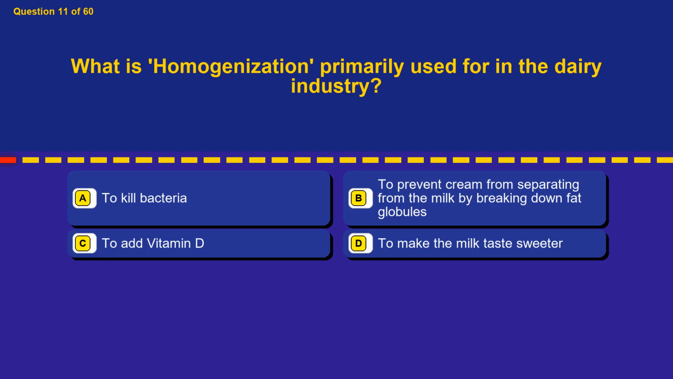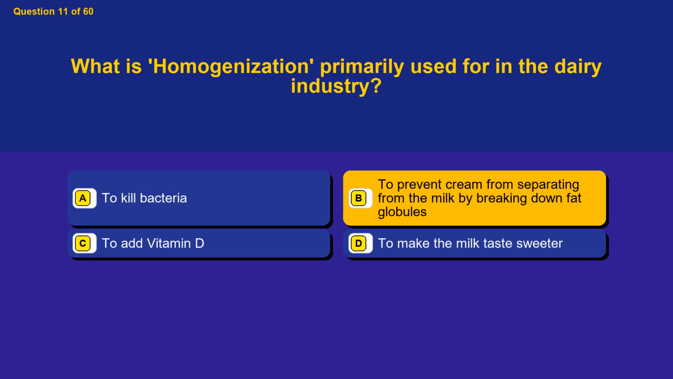Question 11. What is homogenization primarily used for in the dairy industry? Option A, to kill bacteria. Option B, to prevent cream from separating from the milk by breaking down fat globules. Option C, to add vitamin D. Option D, to make the milk taste sweeter.